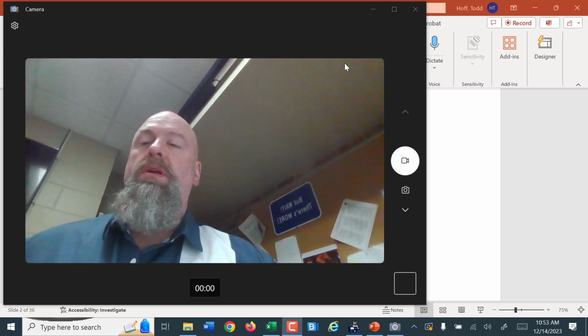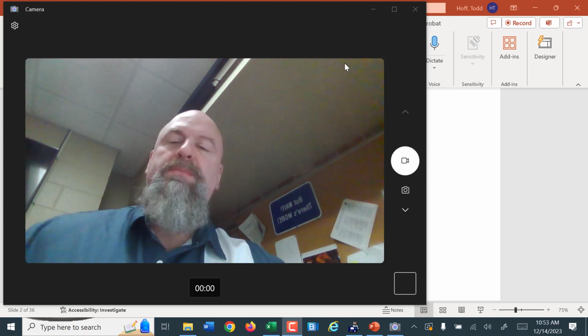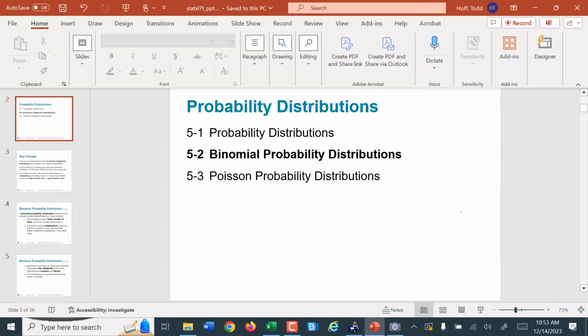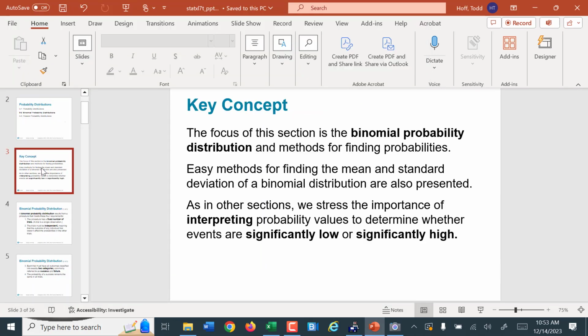So continuing in Unit 5, we're now going to look at a special type of discrete probability distribution called the binomial probability distribution. When we look at the binomial distribution, it is simply a special type of discrete distribution. And we also will again look at interpreting those unusual, really high or really low values.